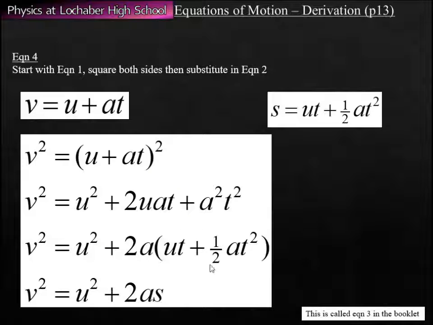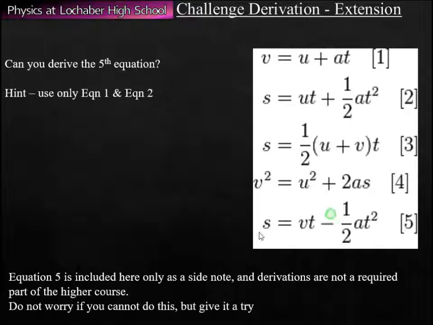Final step, this whole bracket equals the right hand side of what we had before. So this lot is the same as s, therefore I can swap all of this for s. And I have this equation here. v squared is u squared plus 2as.